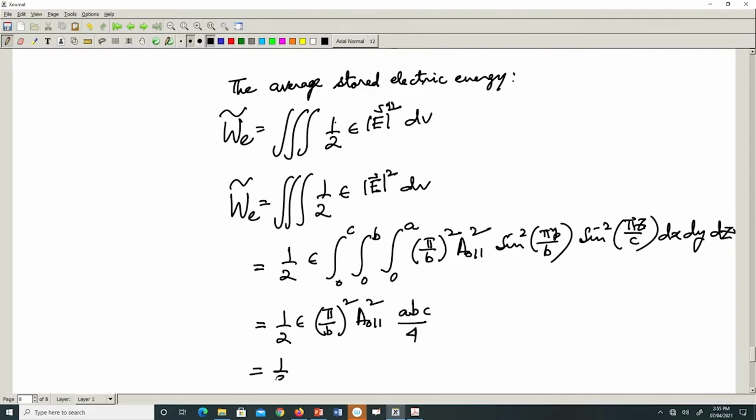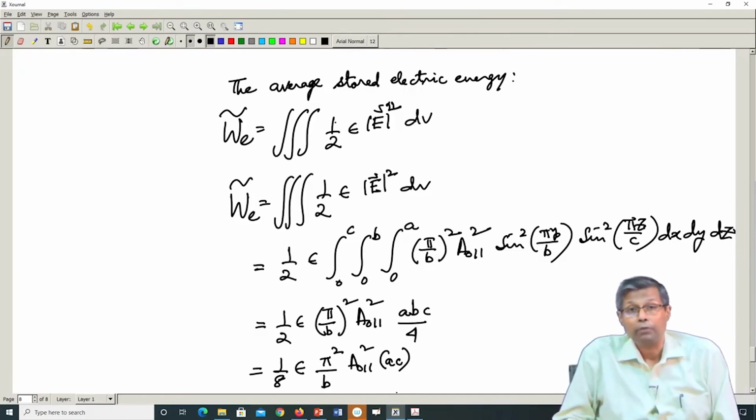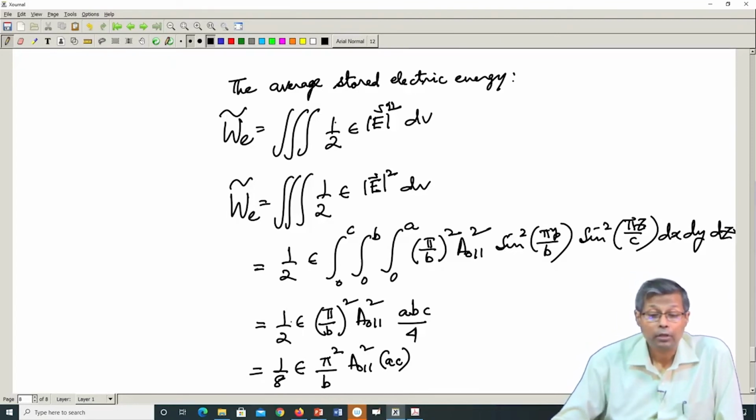And that becomes 1/8 epsilon pi square by b, a 0 1 1 square times a c. So, you can verify that the average stored magnetic energy given by triple integral half mu mod h square dV is the same as the average stored electric energy in the cavity. So, please verify that.